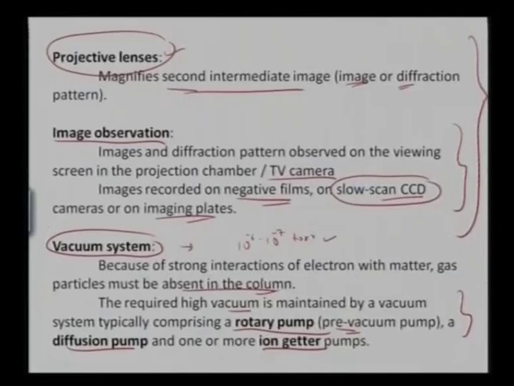So here we see that we require projective lenses for magnifying the second intermediate image, and then for visualizing the image I need some sort of a TV camera or a CCD camera, or I can record it on an imaging plate, or on a negative film. And since everything is happening with electrons, the electrons need not get interacted with the nearby gases. So I need to allow a vacuum so I get information only from the material. A vacuum of the order of 10 to the power minus 6 to 10 to the power minus 7 torr is required, which I can attain by utilizing a pre-vacuum rotary pump, backed up with a diffusion pump or an ion getter pump, which become the main source for creating the vacuum.